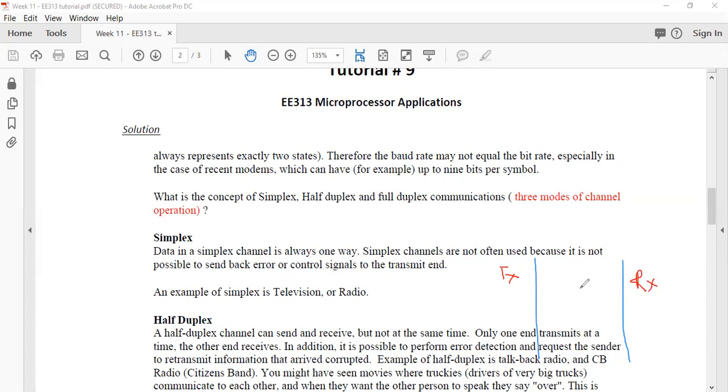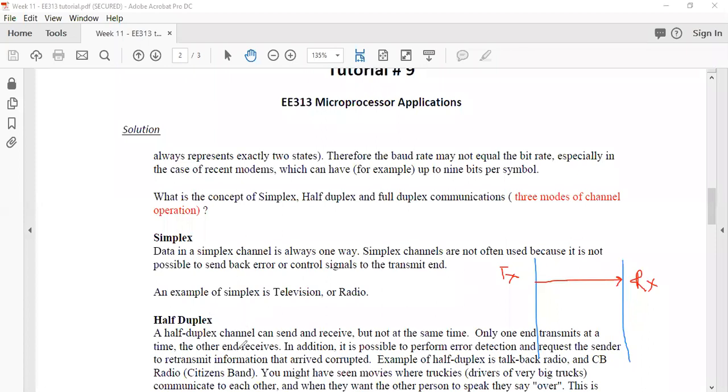right? In a simplex system, data is always one way, right? It is basically you are sending data from the transmitting end to the receiving end. So one-way traffic, right? There's no other way. So you are only transmitting from one end, you are receiving at one end, right? There's no other transmission from the receiving end to the transmitting end, right? So there's only one-way traffic, right? In this particular case. So simplex channels are not often used because it is not possible to send back error or control signals to the transmitting end. So basically in a simplex system, you only send data to the receiving end, right?